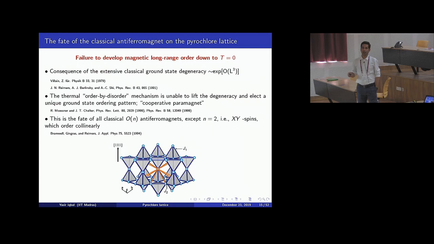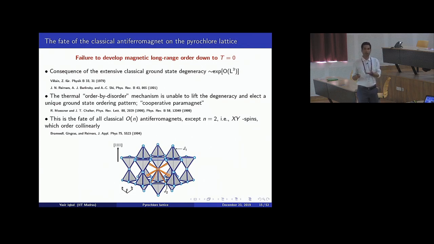And it turns out that this model basically fails to develop any magnetic long-range order down to zero temperature. This is the consequence, as I talked about, of this extensive classical degeneracy, which is exponential in order N cubed. Indeed, this degeneracy is so severe that the thermal order-by-disorder mechanism is unable to lift it and elect any unique ground state pattern. And it forms what Villain called a cooperative paramagnetic state.